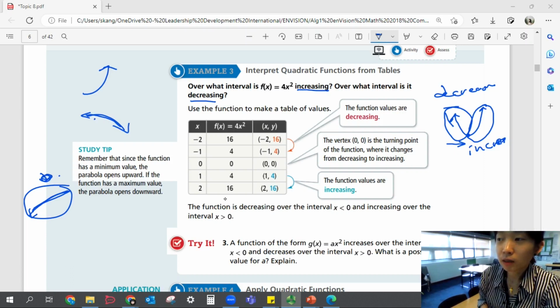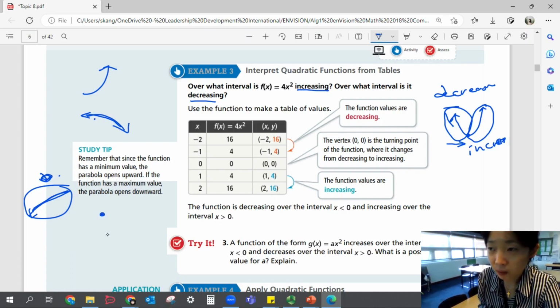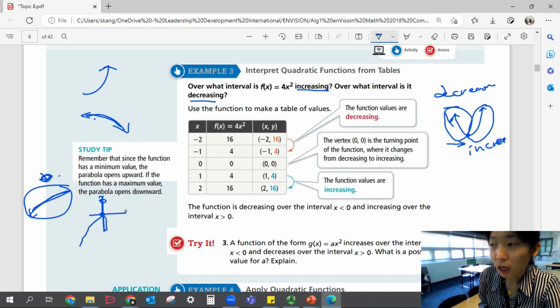So, when it increases over the interval x less than 0, it means on the left side. So if that's the vertex point, on the left side of that graph of that vertex is going to be increasing. So it's gonna come from down towards up, okay? And then from the vertex, and that's where 0 is, okay? That's where 0 is. And from the vertex, when x is greater than 0, so on the positive side of x, the graph is decreasing. So it's going down like that. So it's probably looking like that.